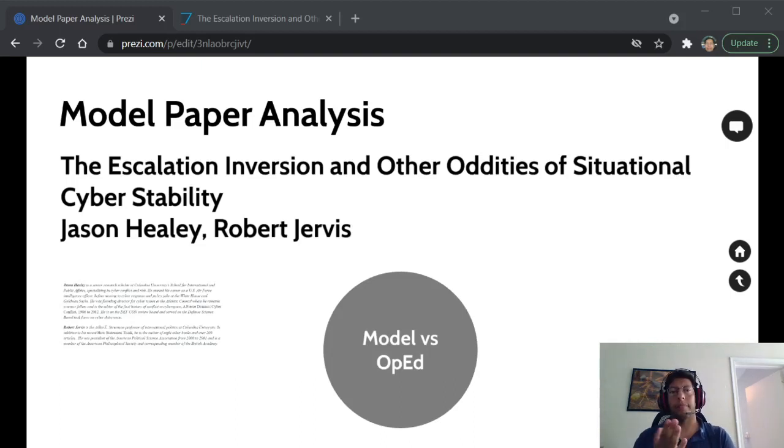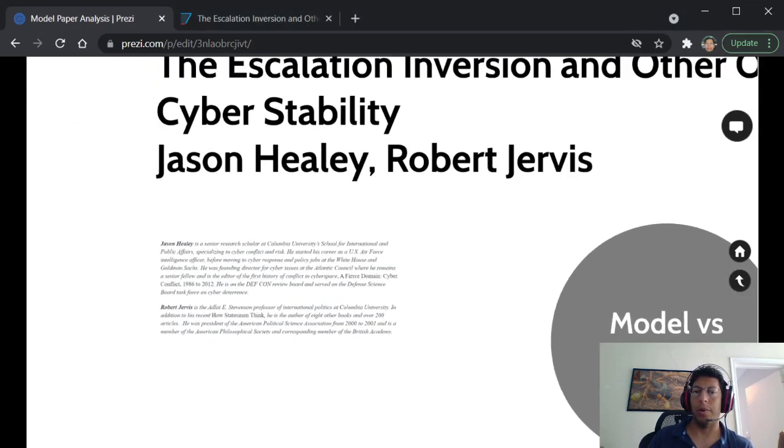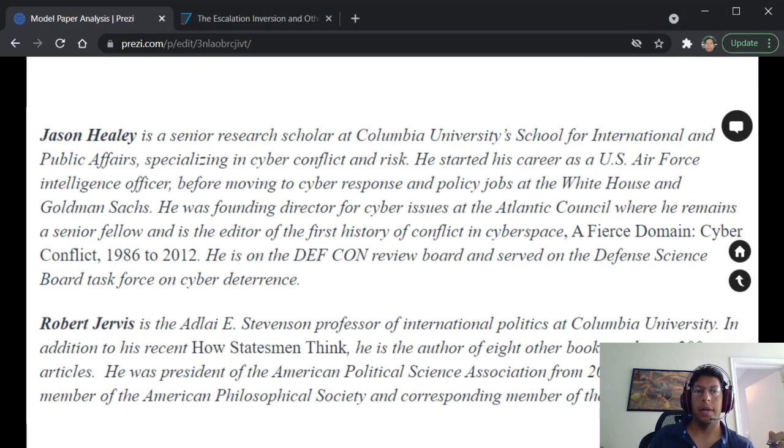All right. Let's have a quick conversation about analyzing a particular kind of paper. This paper is the Escalation, Inversion, and Other Oddities of Situational Cyber Stability. It is by Jason Healy and Robert Jervis. If I manage to click properly in the window. So this is who they are.